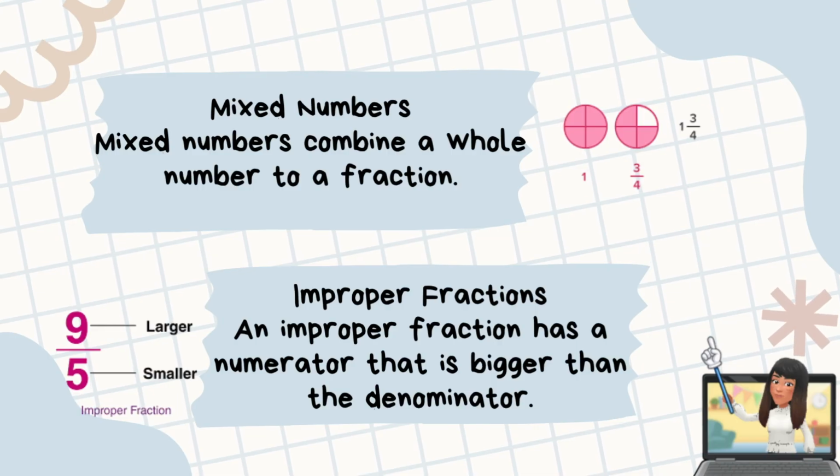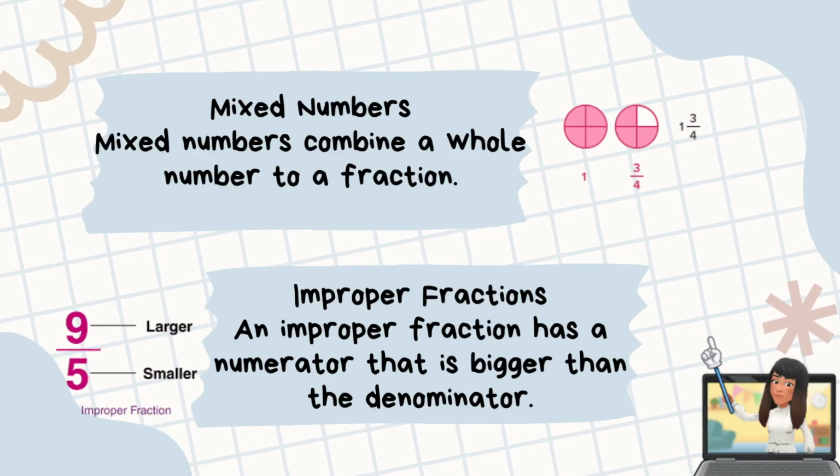Mixed numbers combine a whole number to a fraction. For example, 1 3/4. Improper fractions have a numerator which is bigger than the denominator. For example, 9/5.